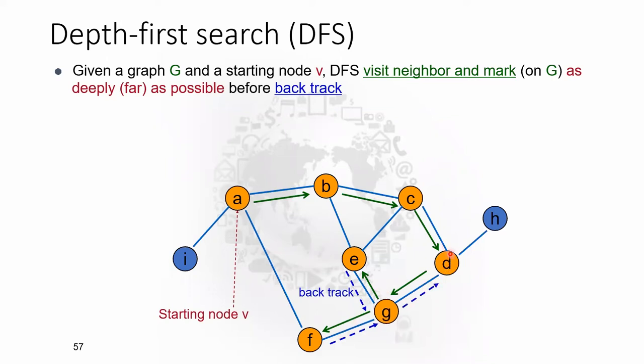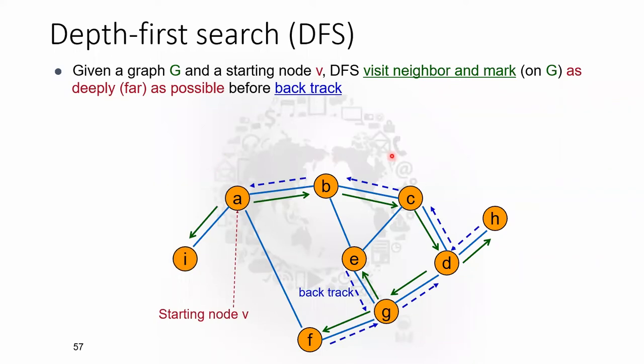When it comes to D, it checks the adjacent nodes, C and also H. C I have visited already, but H not, so we proceed to H. H does not have any further nodes, so we do the backtrack. Coming to A, it checks the adjacent nodes, and only I is left. So we go to I.